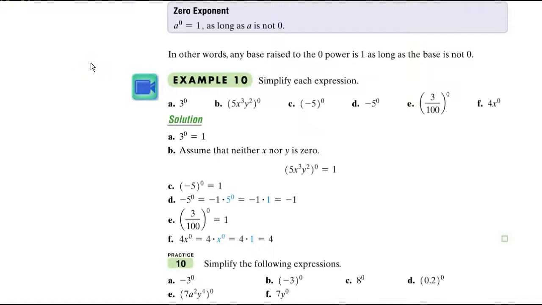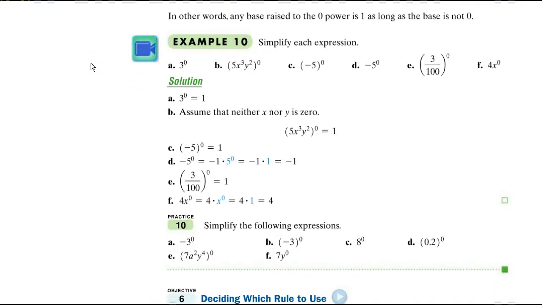Okay, now it can be a little tricky. So let's take a look at these examples here. Three to the 0 is 1. This to the 0 is 1. This to the 0 is 1. Here's where it's a little tricky, because our base here is -5.